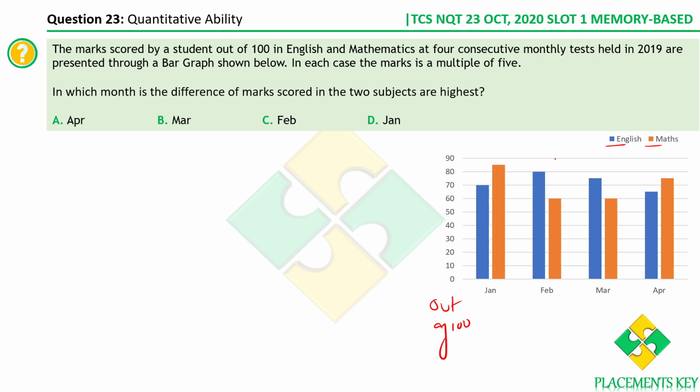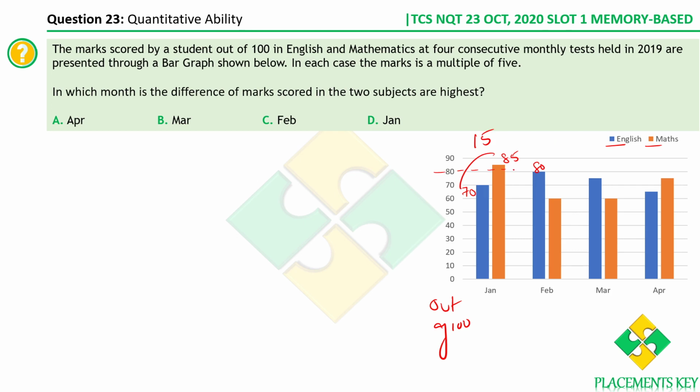There are 4 tests. Now in which month is the difference of the marks scored in the 2 subjects the highest? The difference has to be highest. Here, clearly it is 70 and approximately 85, right? It's between 80 and 95. So what is the difference in this case? It is 15. Let's check it here. It is 80 here.